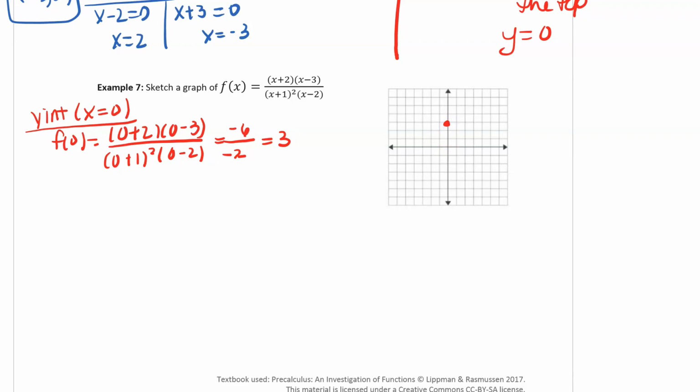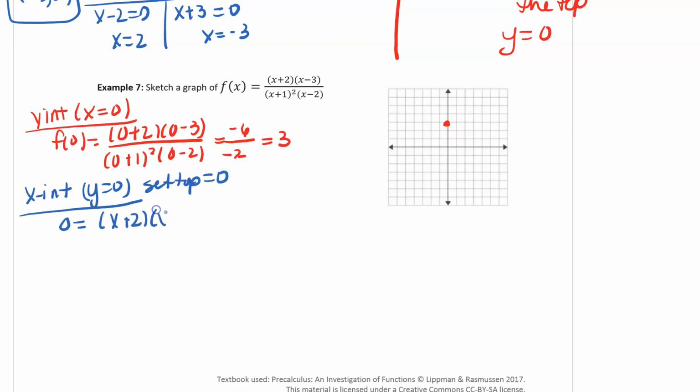Let's go into our x-intercepts. In order to find our x-intercepts, we would set y equal to 0. So I'm going to say 0 is equal to, thus, we're going to be setting our top equal to 0. So that would be x plus 2, x minus 3. And so I'm going to solve that out, and I get x to be negative 2 and positive 3. So I'm going to have an intercept at negative 2 and positive 3.